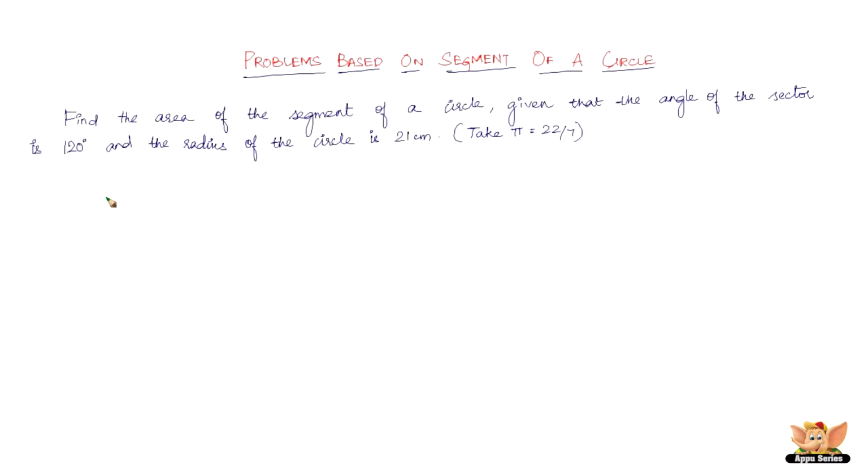In this video, let us solve problems based on segment of a circle. And we've got a problem here which reads like this. Find the area of the segment of a circle given that the angle of the sector is 120 degrees and the radius of the circle is 21 centimeters. Take pi equals 22 by 7.